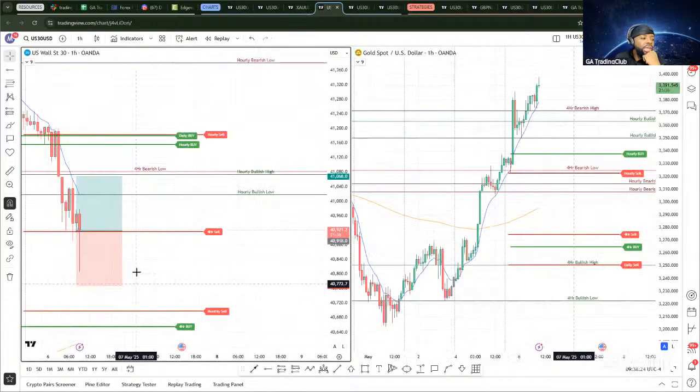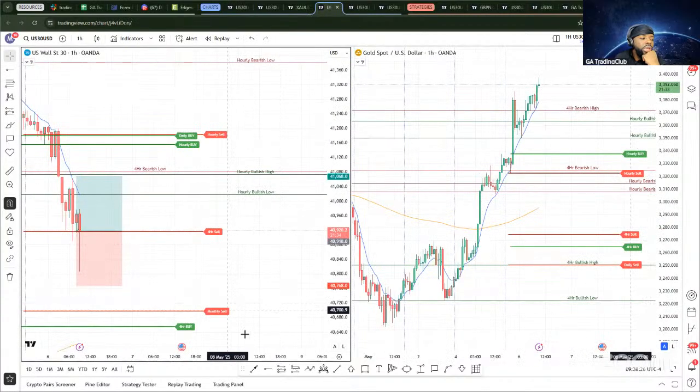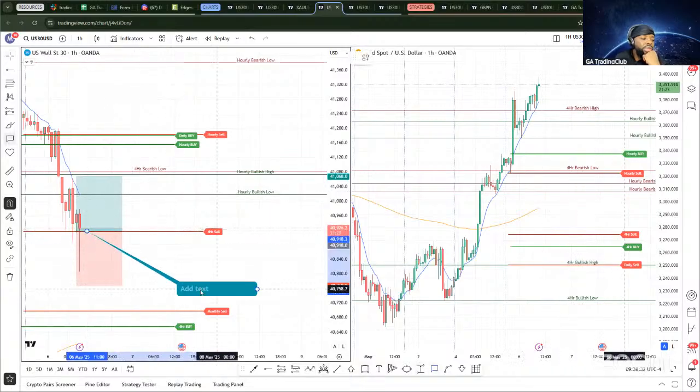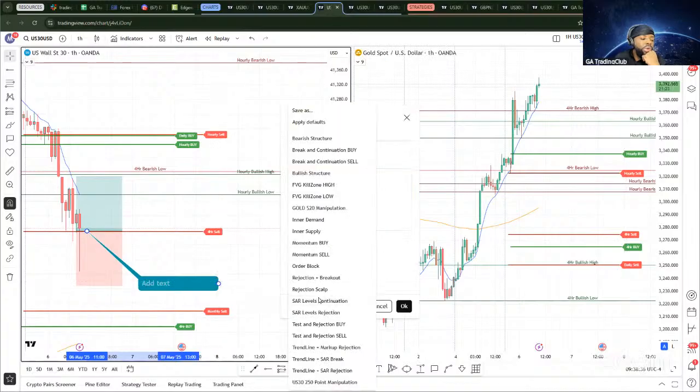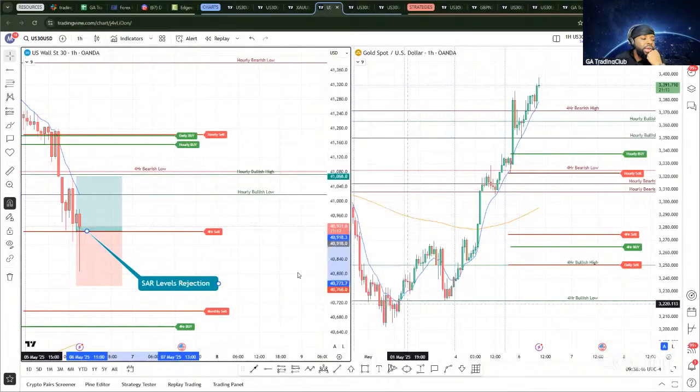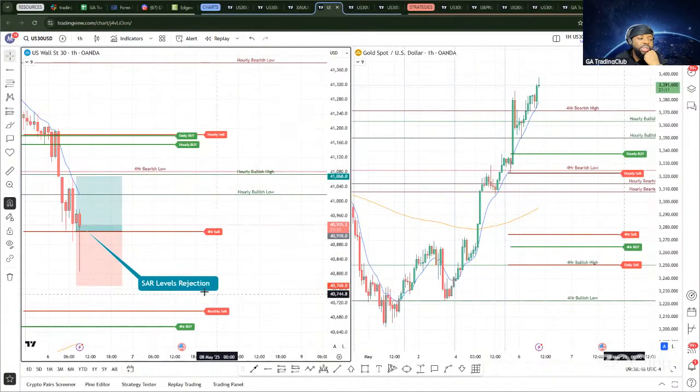But here there is a US 30 SAR levels rejection with a 15. So it has a 150 point take profit and 150 point stop loss. But I'm not in this one. I saw it before market open and I just chose to mark it up. It does look good. It's like an A setup.